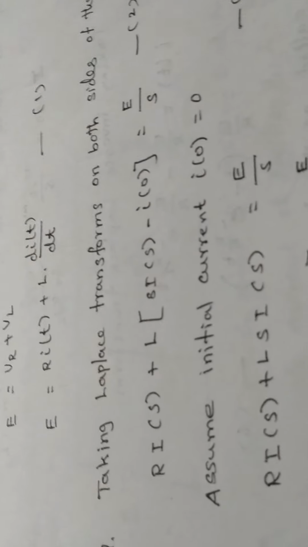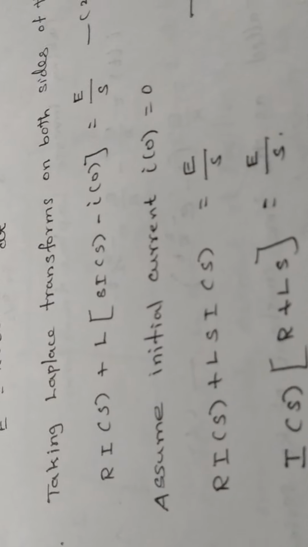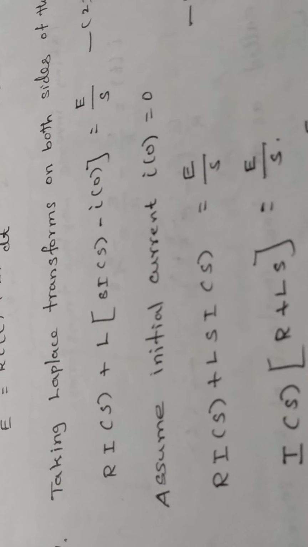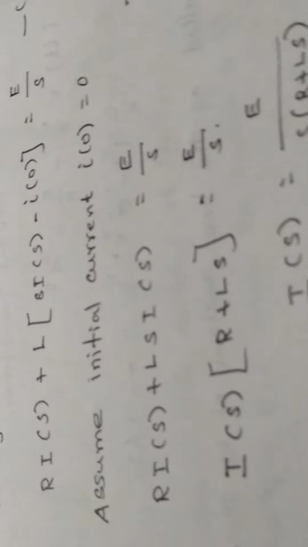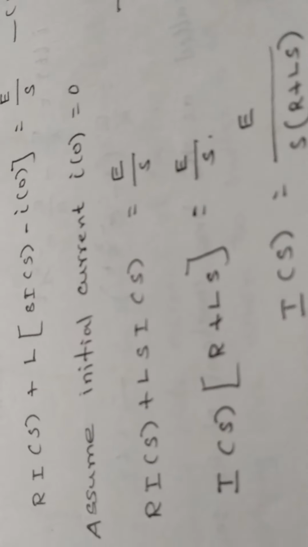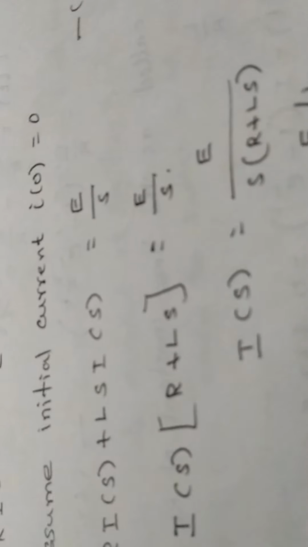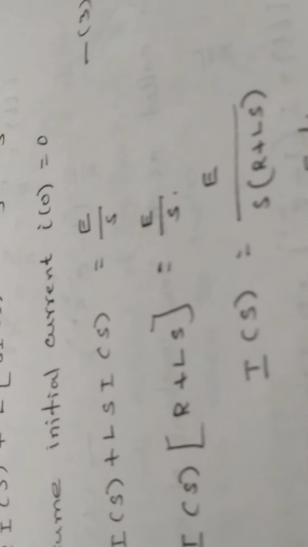Assuming the initial current i(0) is equal to 0, we get R I(s) plus L s I(s) equal to E by s. Taking I(s) outside, (R plus L s) I(s) equals E by s. Then I(s) on one side and the other value on the other side: I(s) equals E divided by s into (R plus L s).